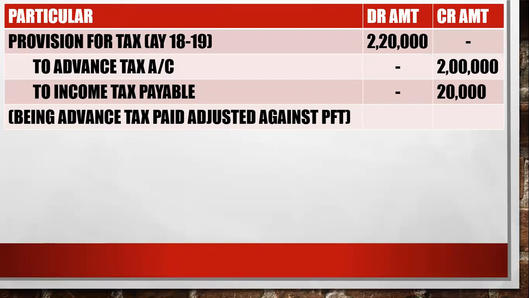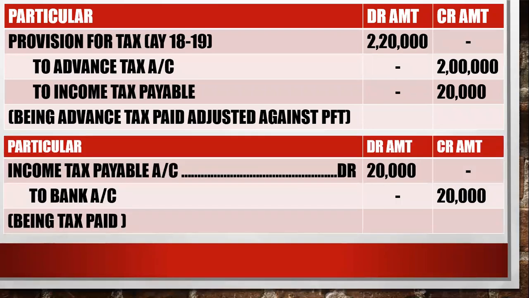Provision for tax account 2 lakh 20. See, as I told you, whatever your tax liability amount is goes from the provision for tax account only. Clear? Yes. So your provision for tax account is debited with 2 lakh 20,000 because your tax liability is 2 lakh 20,000. To advance tax, whatever advance tax you have paid, that is 2 lakh rupees you have paid in advance in the current year. So the difference is 20,000. So you have to pay an extra 20,000 to the government. That is income tax payable.